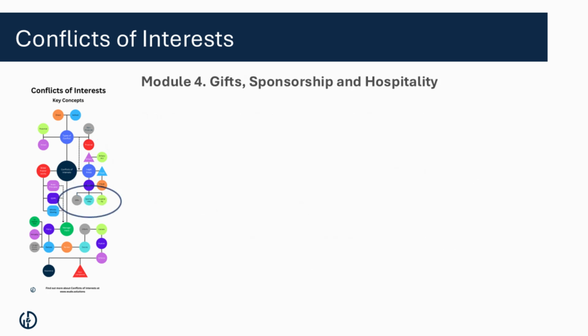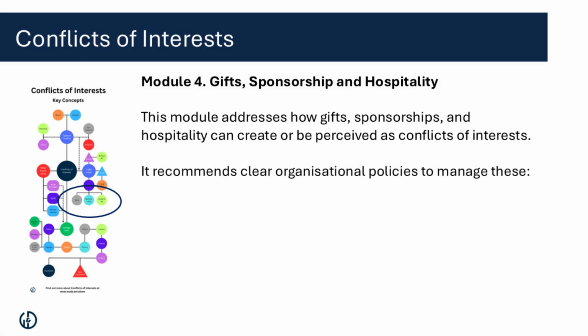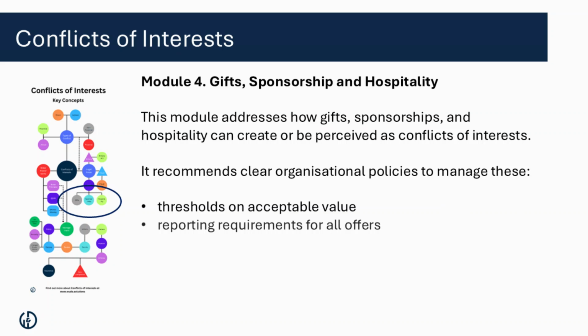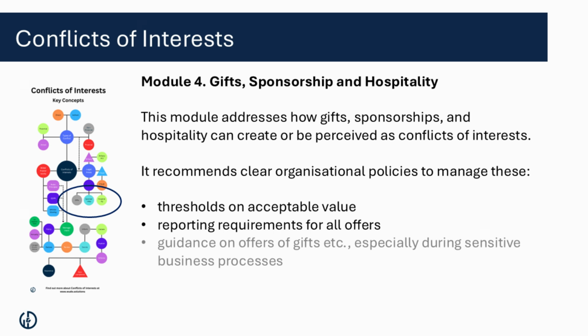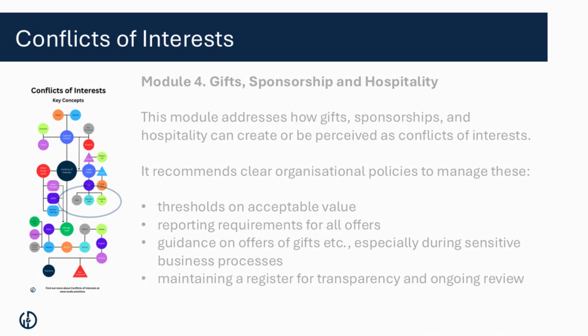Module 4. Gifts, sponsorship and hospitality. This module addresses how gifts, sponsorships and hospitality can create or be perceived as conflicts of interests. It recommends clear organisational policies to manage these, including thresholds on acceptable value, e.g. gifts under £25 may be permissible, reporting requirements for all offers, whether accepted or refused, guidance on when to refuse gifts or sponsorship, especially during sensitive business processes, maintaining a register for transparency and ongoing review.